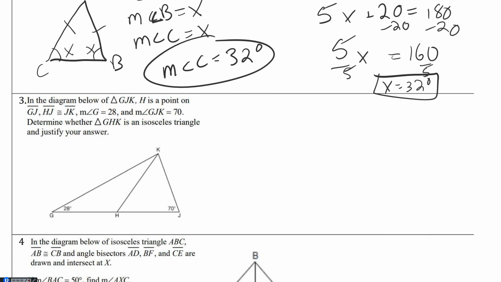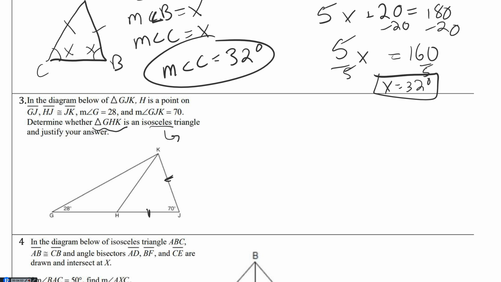For number 3. In the diagram below of triangle GJK, H is a point on GJ. HJ is congruent to JK. So I'm going to mark that in the picture right now. HJ is congruent to JK. Okay, and the measure of angle G equals 28, and the measure of angle GJK is 70 degrees. Determine whether triangle GHK is an isosceles triangle.